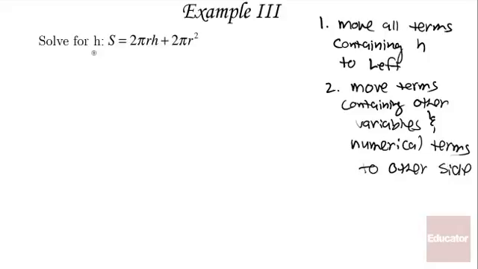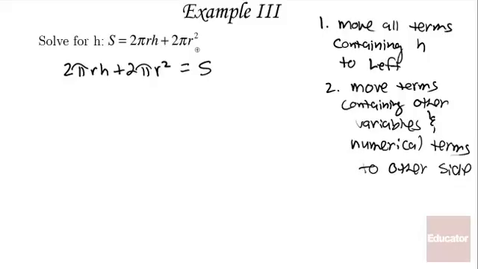Now, I could go about this and actually isolate the h right here on the right, but by convention, we do it the other way. So I'm going to rewrite this: 2 pi rh plus 2 pi r squared equals s. So now I have my h on the left. That's already done. All I did is reverse the order of the two sides of the equation.